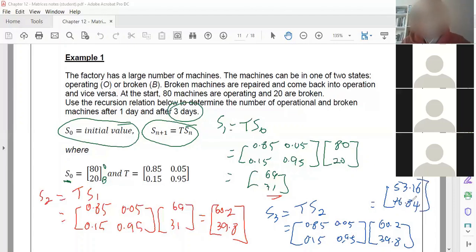So you can't write that, because how can you have 53.16 machines that are operating and 46.84 machines that are not operating? So we round. So on day 3, we'll have 53 operating and 47 broken machines. Day 1 was quite simple, 69 operating and 31 broken. Any questions on that one? I'll wait for you guys to copy it down anyway.